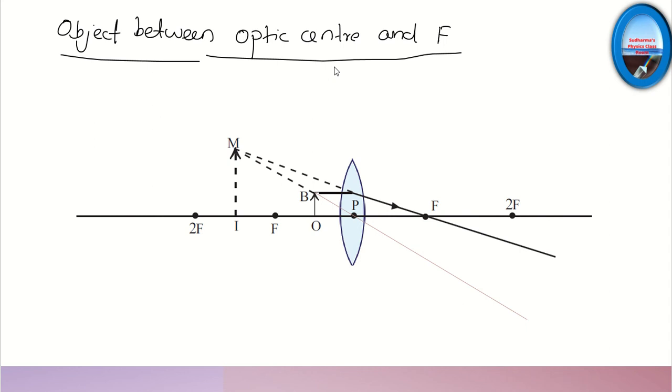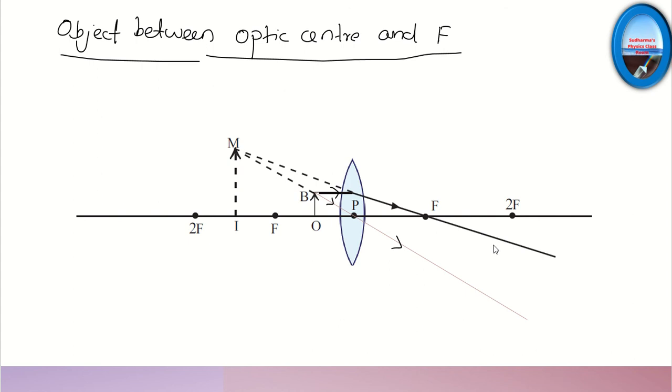Hope you remember what happened in the case of a concave mirror. At a particular position, between the pole and the focus, when the object is kept, the image was virtual and magnified. A similar kind of situation is happening for the convex lens. So our object is between the optical center and the focus. So this is our object, OB. We are following the same rule. A ray of light passing parallel to the principal axis, after refraction, passes through the focus. Another ray of light passes through the optical center without any deviation.